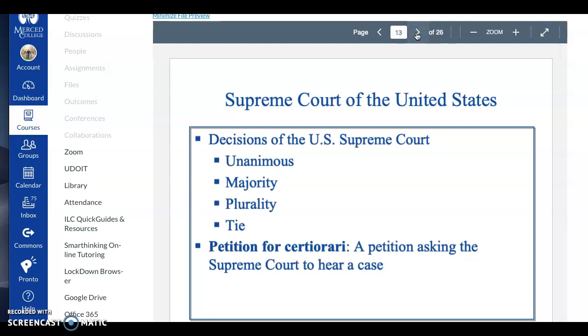Decisions of the U.S. Supreme Court can be either unanimous, all of them vote the same way, a majority, which would be obviously the majority vote one way, a plurality, or a tie. So a tie would be both on one side. A plurality is not just enough to make a majority, it's just maybe one judge over. And then the petition is called a writ of certiorari. This is how you get a case into the Supreme Court. So you have to fill out a writ of certiorari, and they look at that and then determine if they want to take the case.